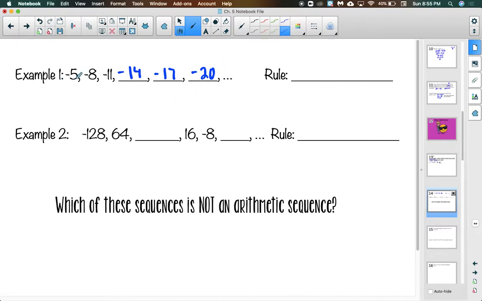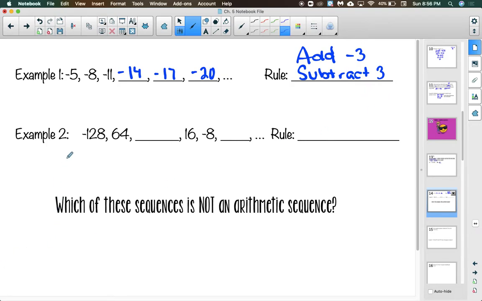So the rule here, it looks like we're adding 3 each time, but since we're negatives, we're actually adding -3. So we could say add -3, or we could say that we're just subtracting 3 each time. That's probably what most of you would say: subtract 3, because we're getting smaller each time by 3. So either one of those rules would be perfectly fine. Adding -3, subtracting 3, they mean the same thing.